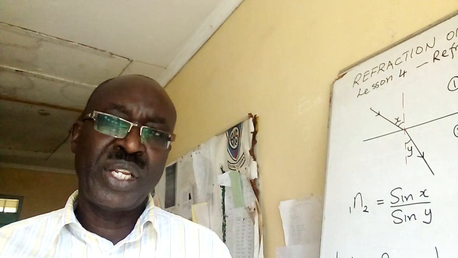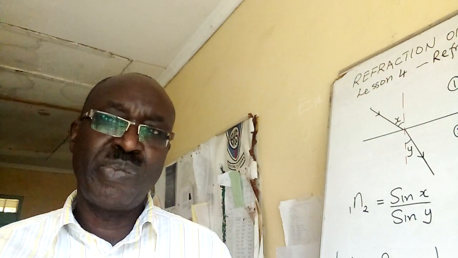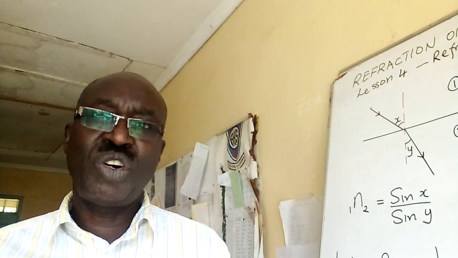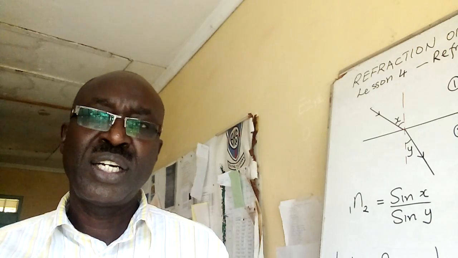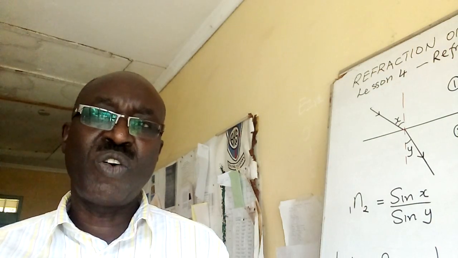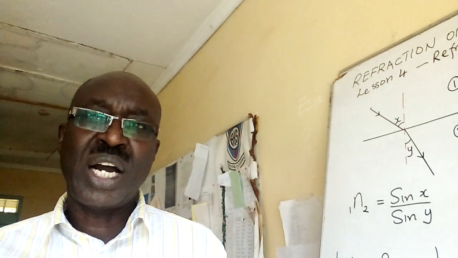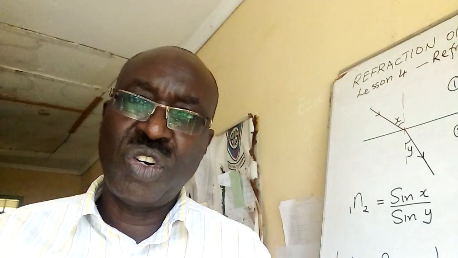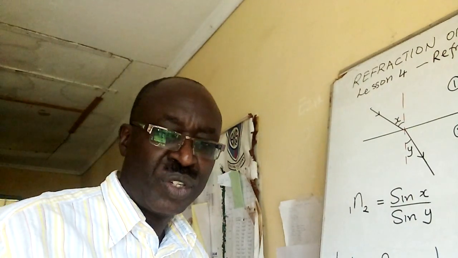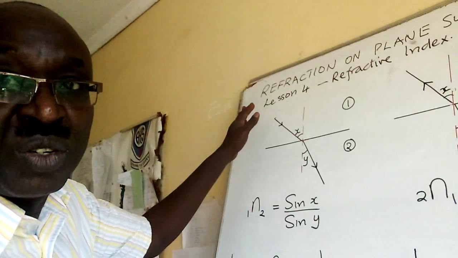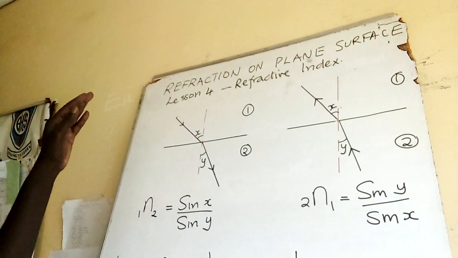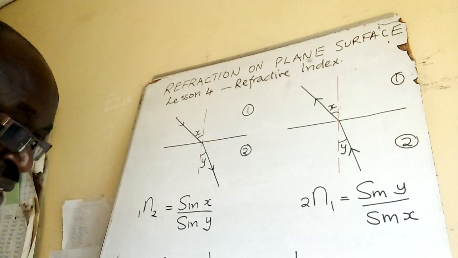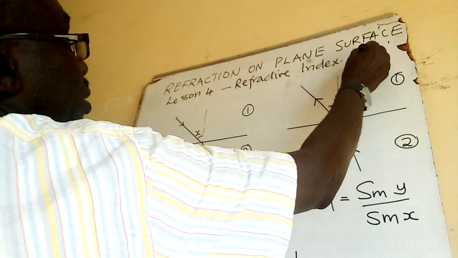Then the second aspect was studied by Snell, and he said the ratio of the sine of angle of incidence to the sine of angle of refraction is a constant. That constant is also known as refractive index. So today we are going to look at it in more detail. You can see now, lesson 4, refractive index, which is denoted by the letter nu.